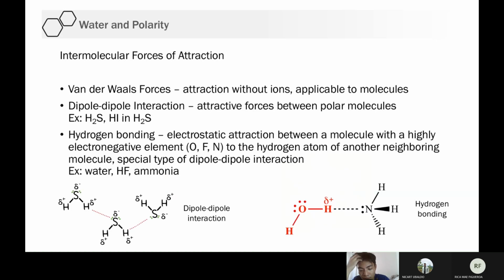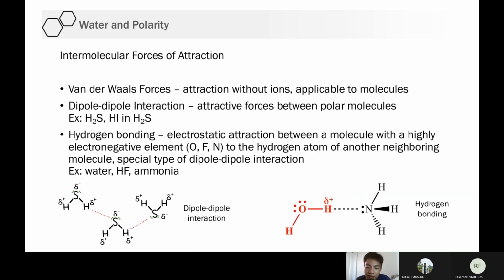And then next, we have the intermolecular forces. There are three types of intermolecular forces in general: van der Waals forces or London dispersion forces, dipole-dipole interactions or forces, and hydrogen bonding. Of the three intermolecular forces, hydrogen bonding is the strongest. That's experimentally determined: hydrogen bonding has a higher strength compared to other intermolecular forces. So let's talk about the three.